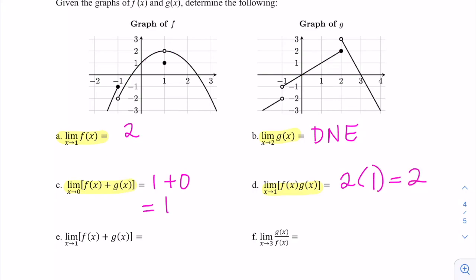For E, let's find the limit of f of x plus g of x as x approaches 1. Remember we found that f of x would be 2, g of x would be 1, so that'll be 3. Now let's look at the last one. Find the limit of g of x over f of x as x approaches 3. As we're approaching 3 on g of x, the limit is 0. And for f of x, as we're approaching 3, the limit is -2. So 0 divided by -2 is just 0.